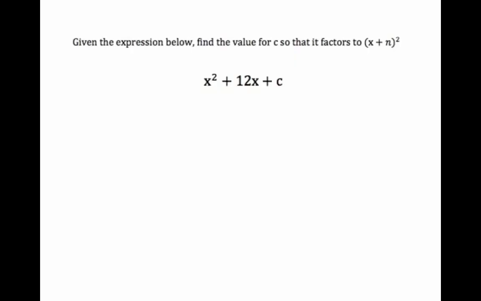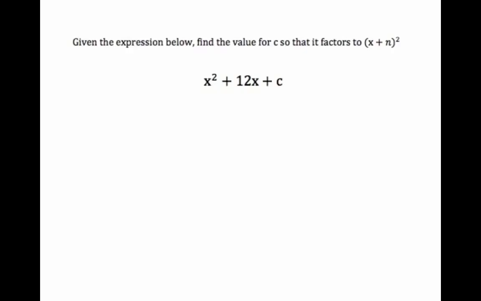All right, so first we had this warm-up, and we looked at this expression below to find the value for c, so that I could factor this expression into x plus something squared. So I'm looking at a perfect square trinomial is my goal here. Okay, so I've got to figure out, well, what can go into c? Well, let's remember what a perfect square trinomial is.